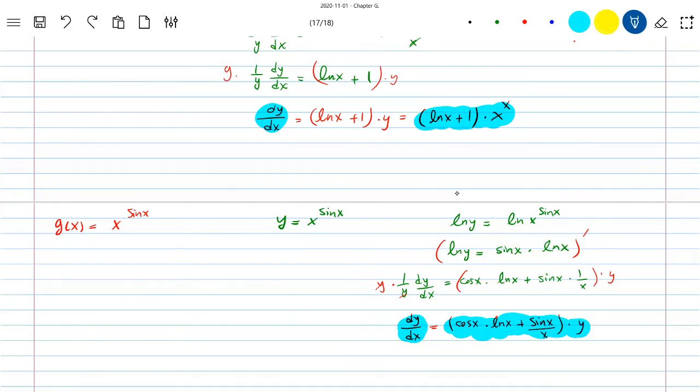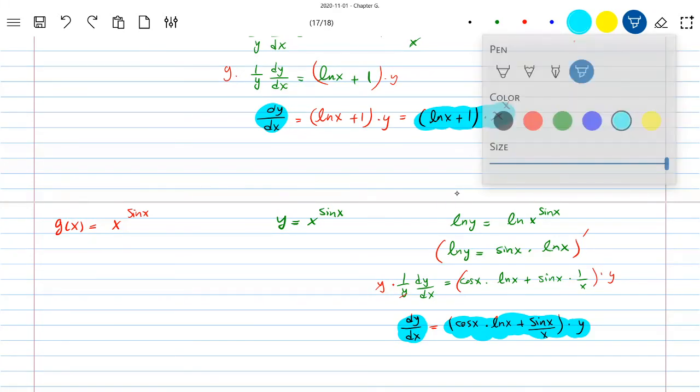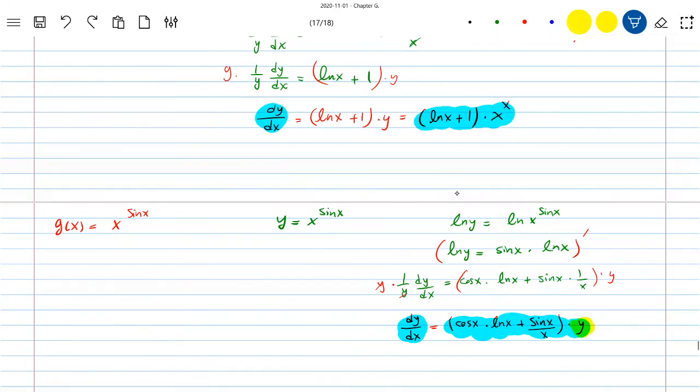I wanted to choose a different color here. Get rid of this y, because the function at the end should be a function of x. The result should be a function of x. So g prime x, the derivative, would be cosine x ln x plus sine x divided by x multiplied by y, but y is simply x to the power sine x. And that's it. That's the derivative.